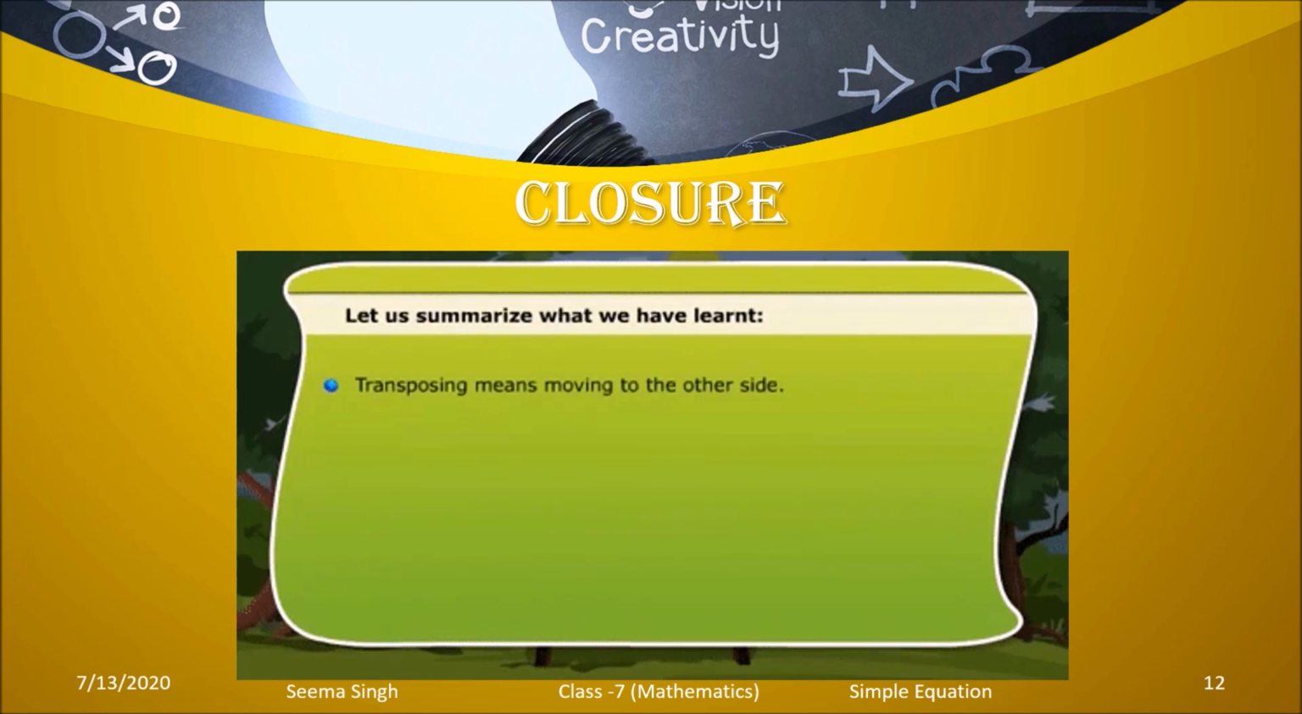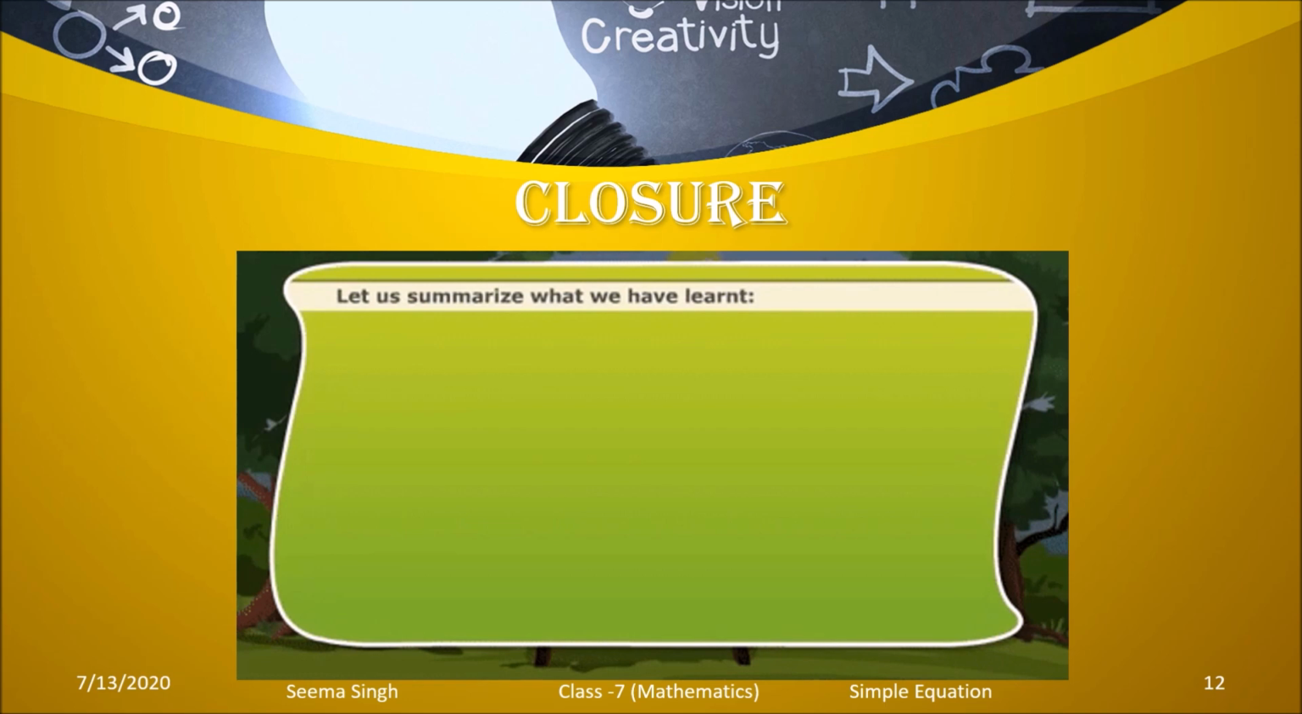Next, we have learnt about transposing. Transposing means moving to the other side. When you transpose a number to the other side, the sign gets changed.